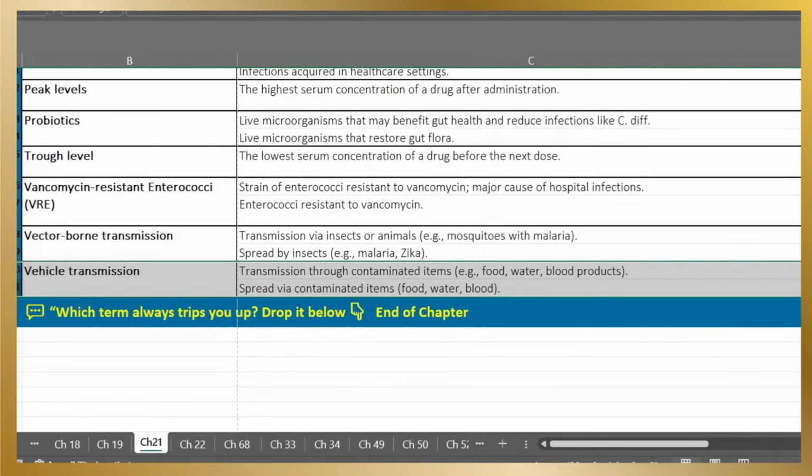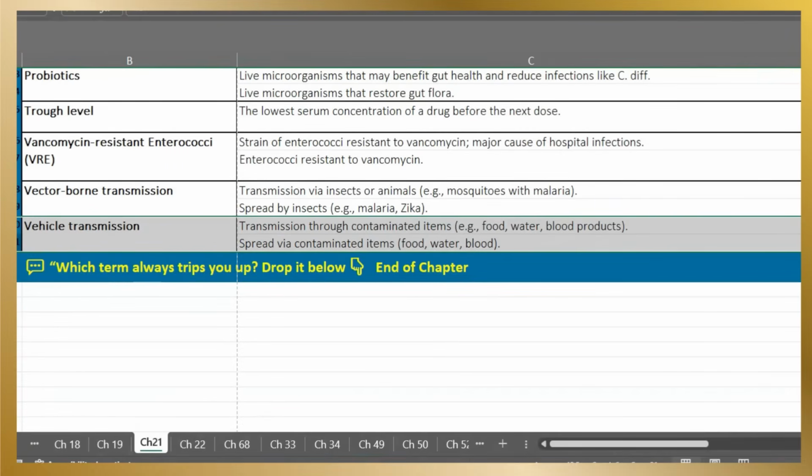And now it's the end of the chapter. I hope this little chat of key terms will help you understand the chapter better.